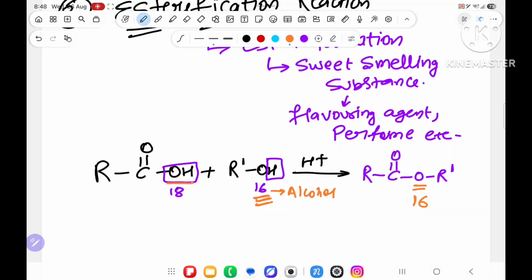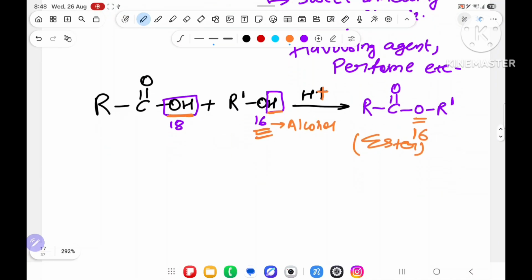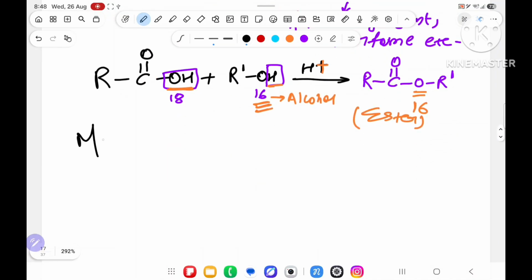It means the acid will give OH and the alcohol will give H. Though the acid has the property of giving H plus, here it is giving OH, and alcohol will give H. In presence of acidic medium, ester formation will be there. There is a formation of ester. So understood the mechanism. What is the mechanism behind it?